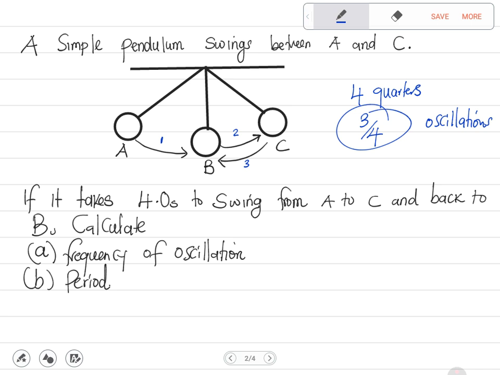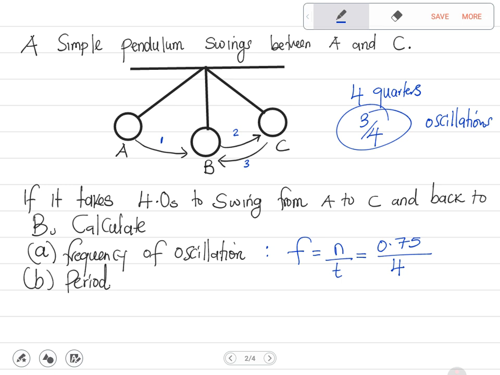Okay, so if we need to find the frequency, which is given by number of complete oscillations over time taken. The number of complete oscillations is 3 over 4. Now 3 over 4 is the same thing as 0.75 if you divide 4 into 3. And the time taken here is 4 seconds.